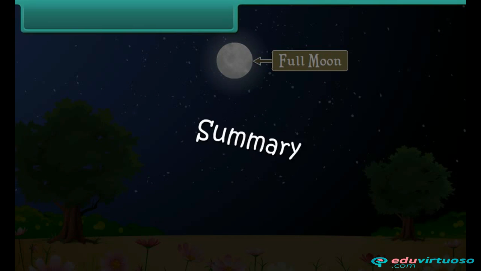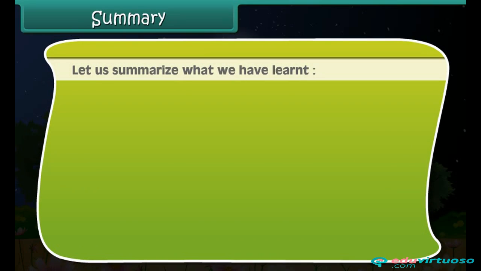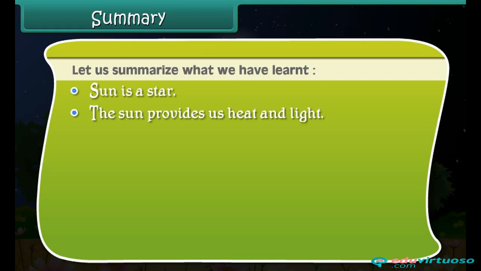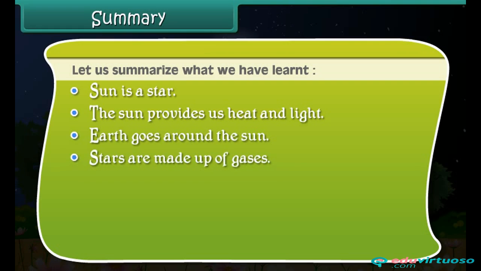Summary. Let us summarize what we have learned. The sun is a star. The sun provides us heat and light. Earth goes around the sun. Stars are made up of gases.